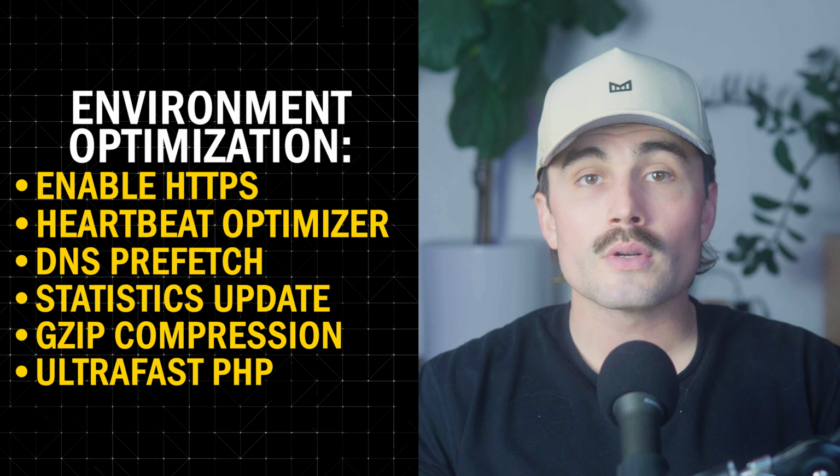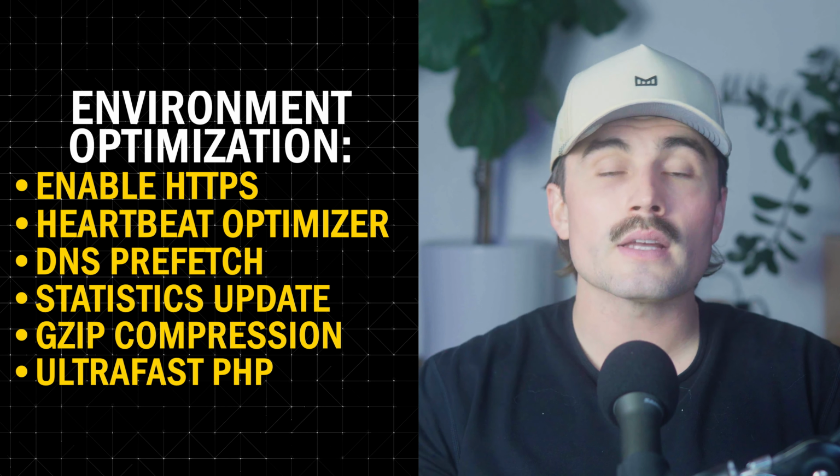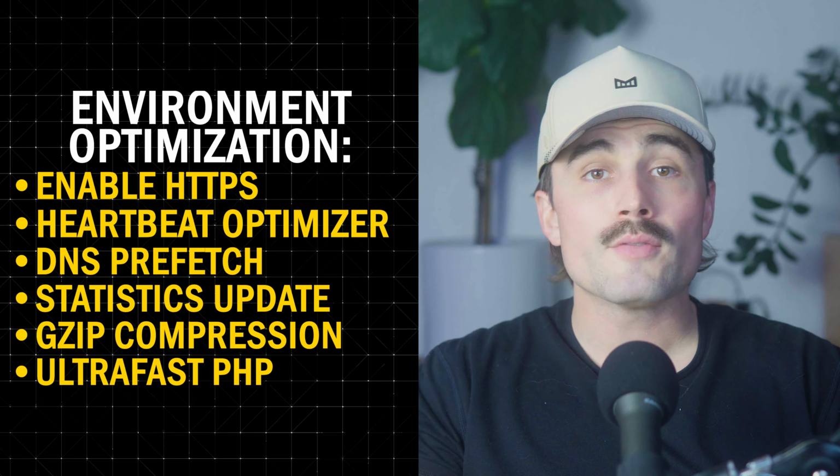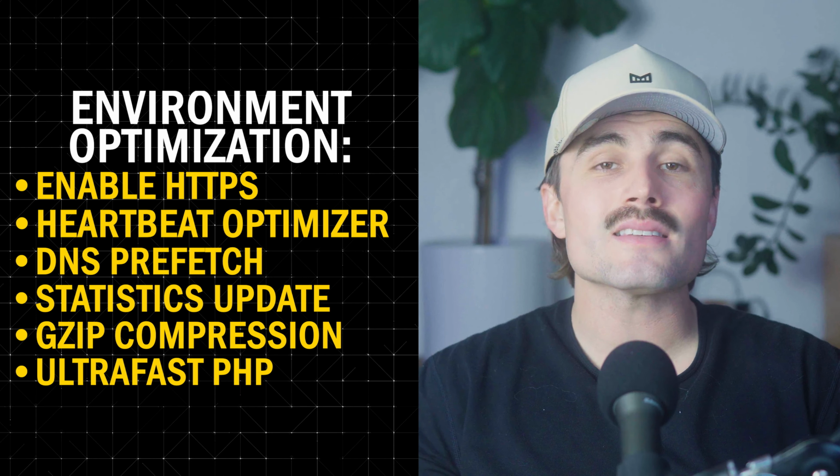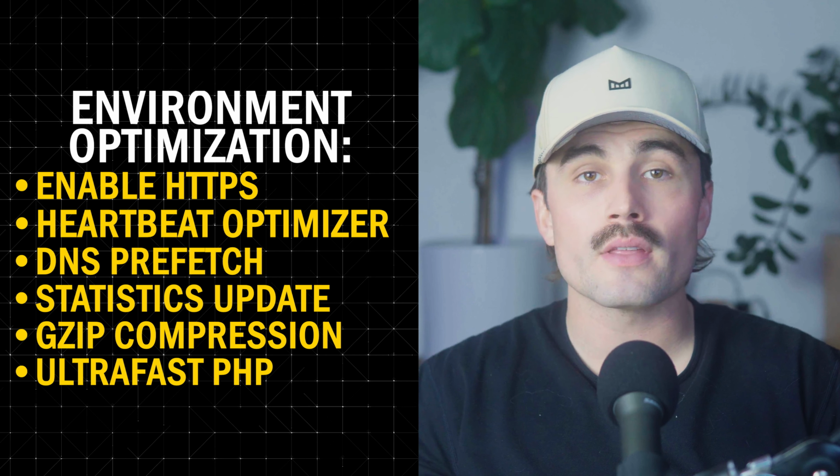In Site Tools, go to Devs and then PHP Manager, and select Ultrafast PHP as your version. If your site relies on older code, test this on a staging site first to make sure everything works. Front-end optimizations. While caching speeds up delivery, front-end optimizations make the actual files lighter and easier for browsers to render.